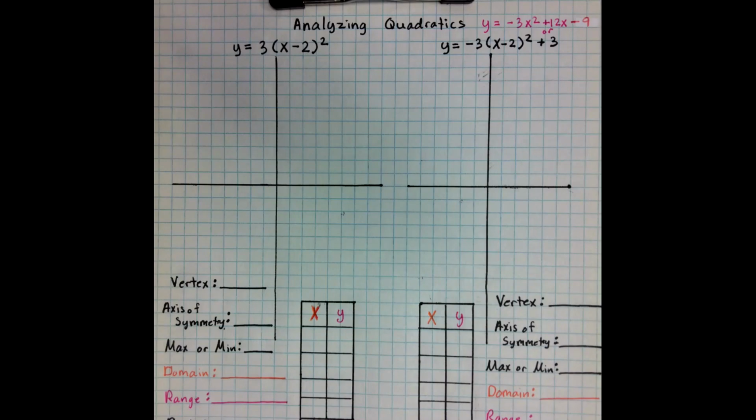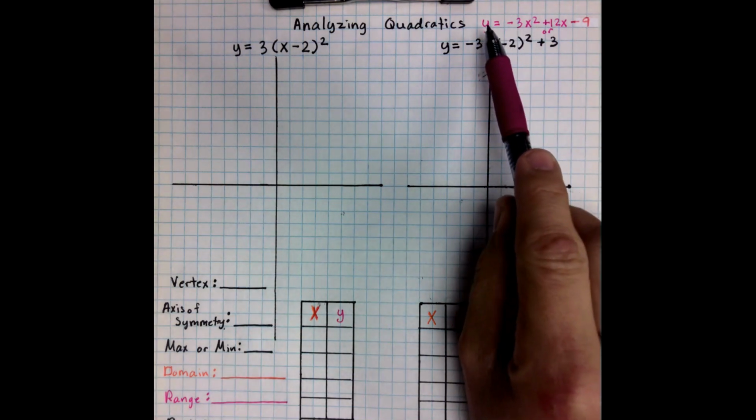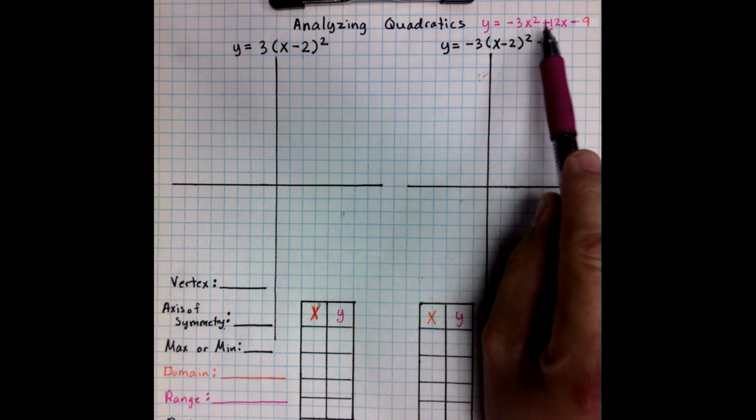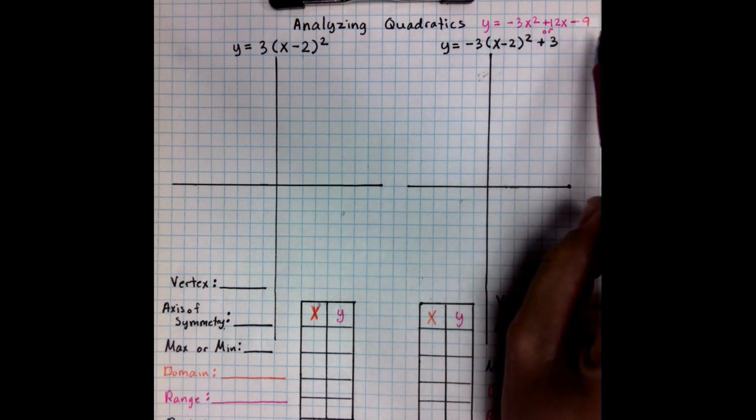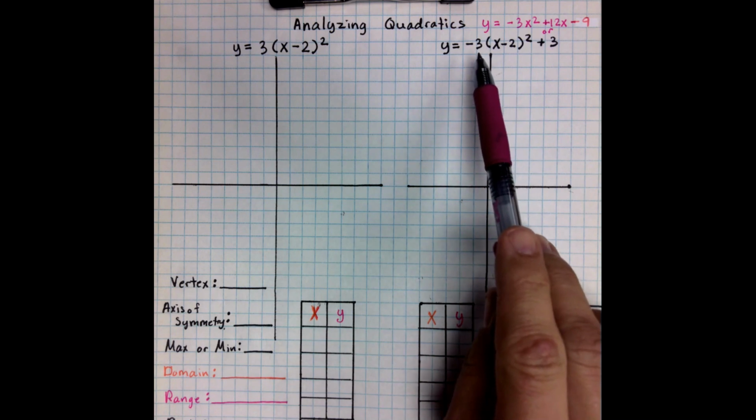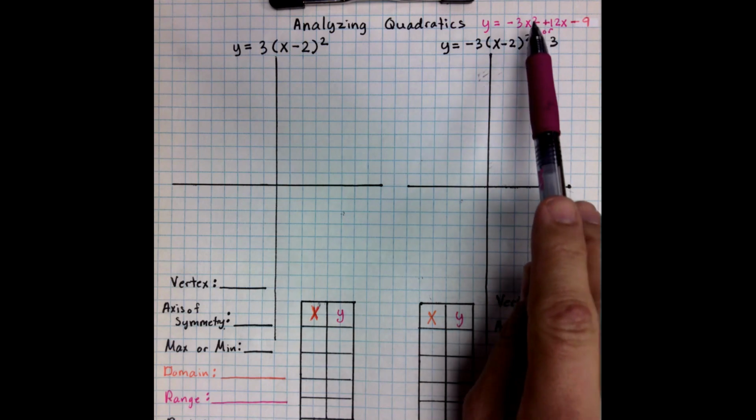In this lesson, we're going to be analyzing quadratics. Normally when you deal with quadratics, especially in Algebra 1, most often you see them in this standard form here: negative 3x squared plus 12x minus 9. Looks something like that. And then they also taught you what we call vertex form, which is this second format here. And notice on here I have it in both ways.